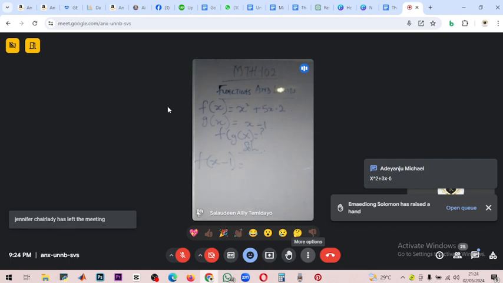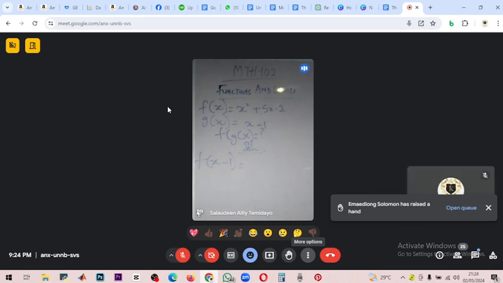Please, this is where I am having difficulty. When it becomes a function of a function, that is f of g of x, I want to ask: if we are looking for f of g of x, does that mean we have to first get the function g of x? No. Before we can find f of g of x, we already have g of x. That is it.